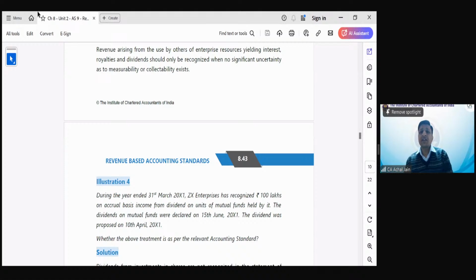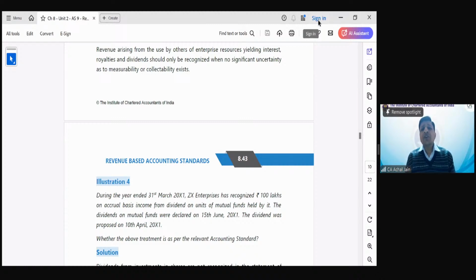Rachna says recognize on 15th April. Dambeshwari says 10th April. Dilip is saying 31st March looks okay. Ankit says it's 15th June. Priya and Sukhveer are saying 10th April. Vismita says 15th June. What about others? Abhishek says 15th June.